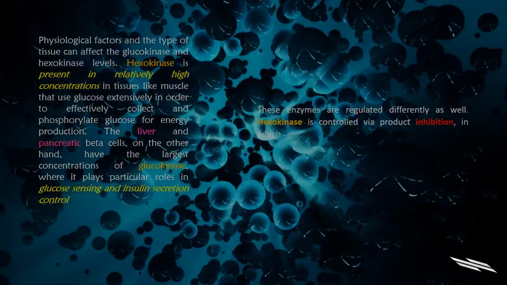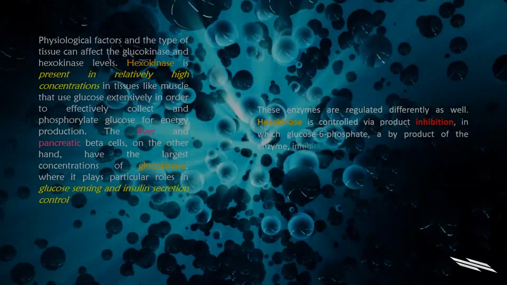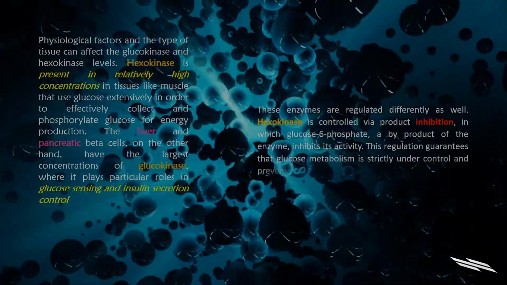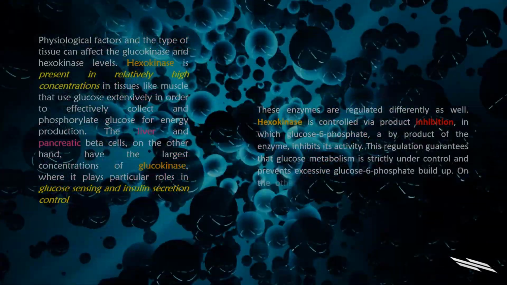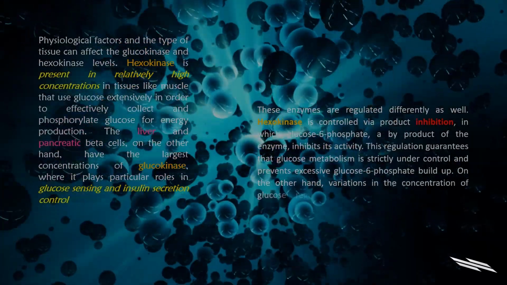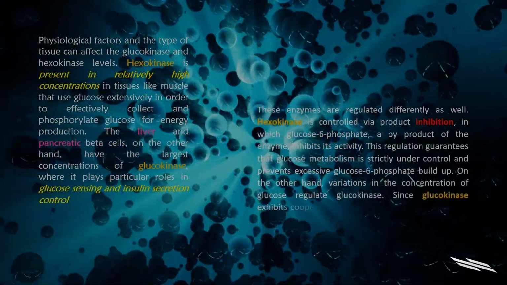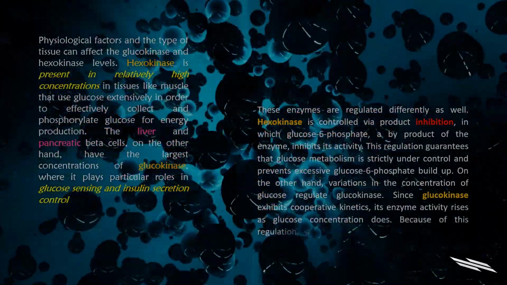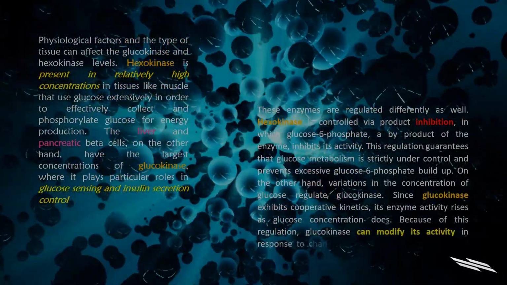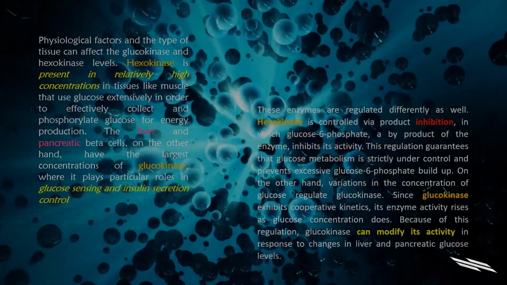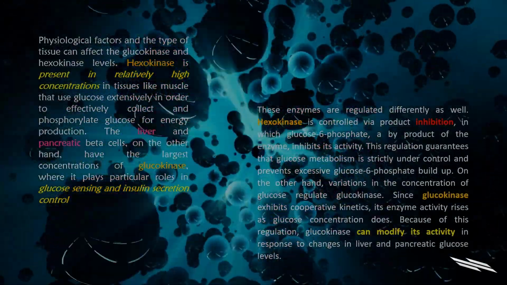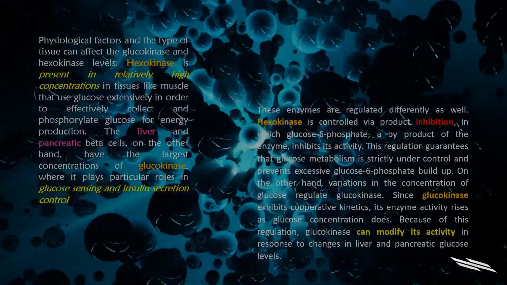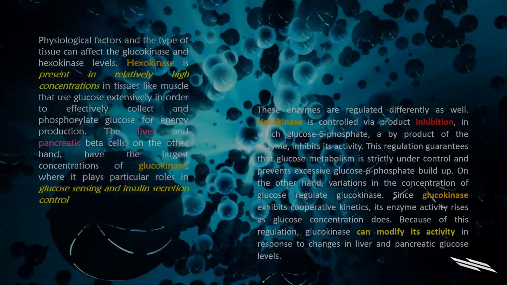Hexokinase is controlled by product inhibition, in which glucose-6-phosphate, a byproduct of the enzyme, inhibits its activity. This regulation guarantees that glucose metabolism is strictly under control and prevents excessive glucose-6-phosphate buildup. On the other hand, variations in the concentration of glucose regulate glucokinase. Since glucokinase exhibits cooperative kinetics, its enzyme activity rises as glucose concentration does. Because of this regulation, glucokinase can modify its activity in response to changes in liver and pancreatic glucose levels.